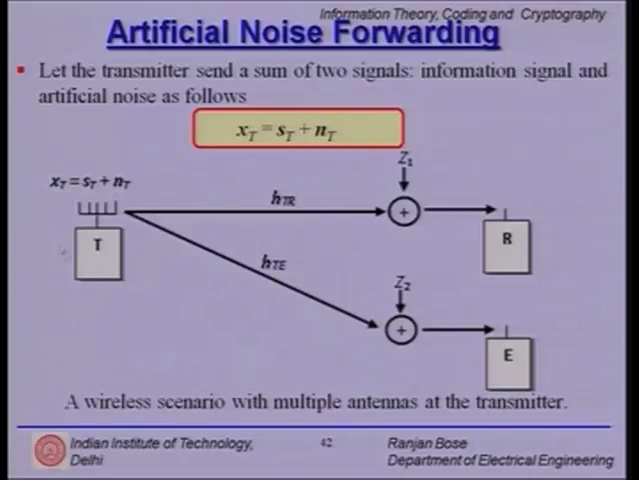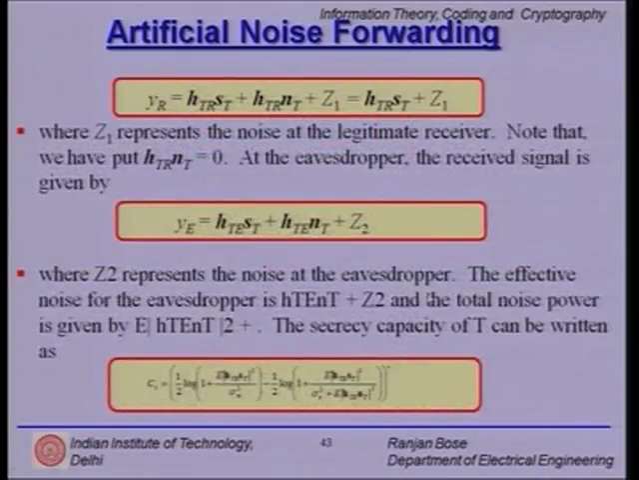So we have a transmitter, we have a channel to the legitimate receiver with a channel gain, and we have a channel to the eavesdropper, and again, as before, we have additive white Gaussian noise. Here you can write the expression for the signal received at the legitimate receiver Y_R, which is basically the gain in terms of H_TR S_T, H_TR N_T, and Z1, which can be clubbed as follows.